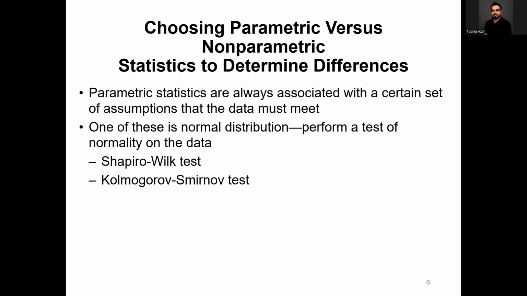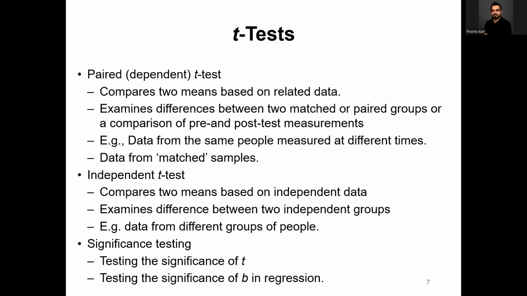So one of those assumptions is normal distribution. So we have to check for normality before conducting statistical analysis using t-test. We can use Shapiro-Wilk test, we can use Kolmogorov-Smirnov test, we can use histogram, we can use QQ plot, PP plot, and there are different types of methods in order to determine the normality in the data set.